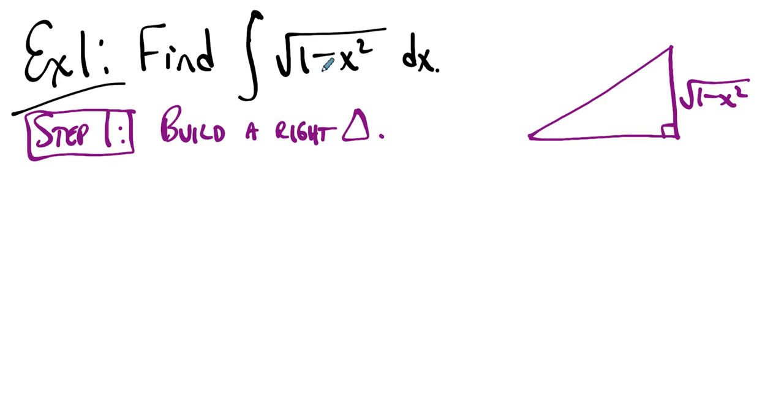The other two sides are the square roots of these numbers. Why? Because Pythagorean theorem says that this squared plus this squared has to be this squared. So this squared is that squared minus that squared. So the square roots of the 1 and the x squared occupy the other two sides. We're going to label this angle theta, and we're going to use it.